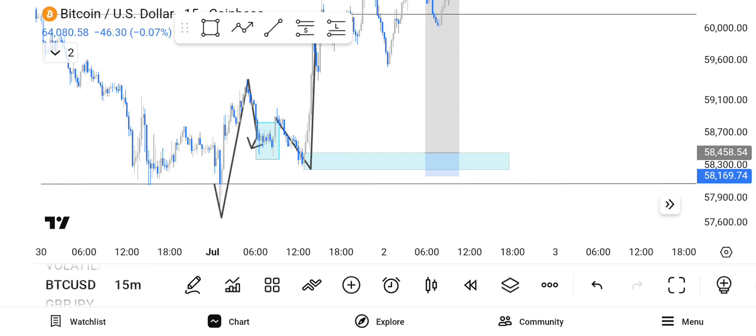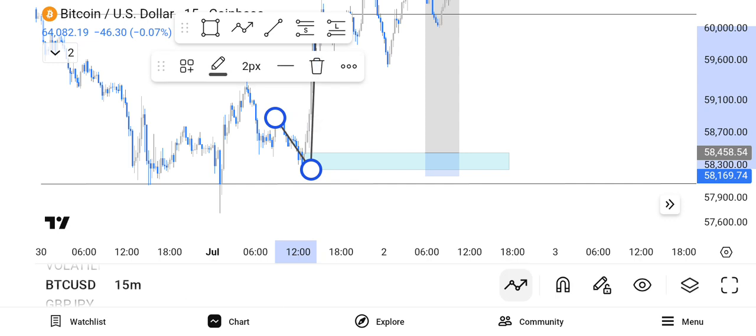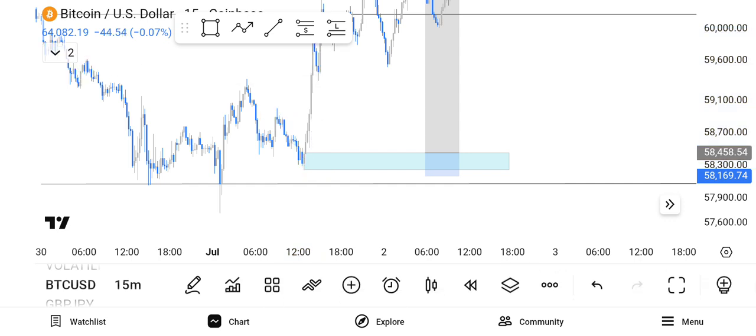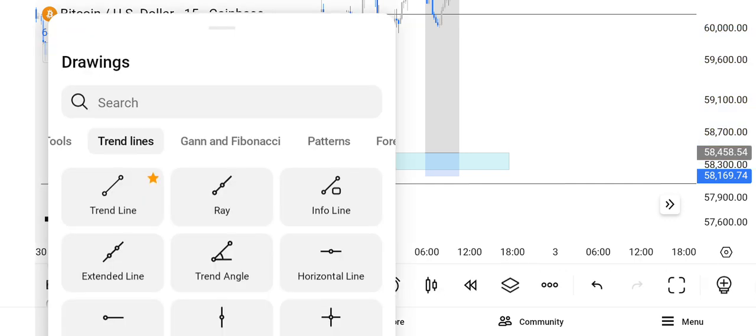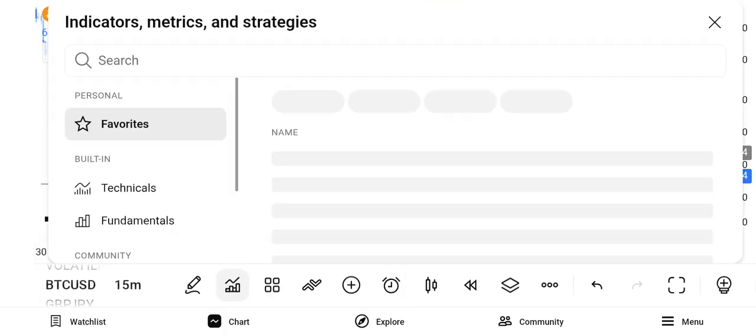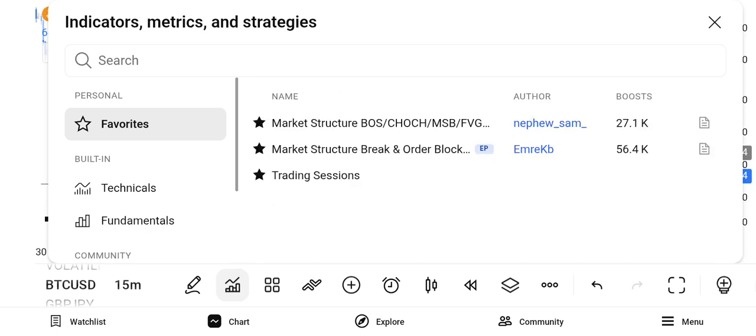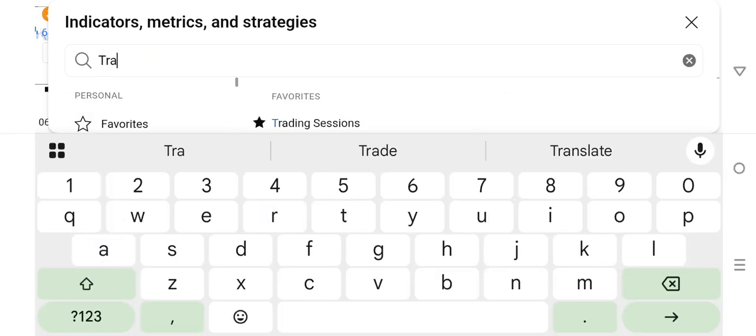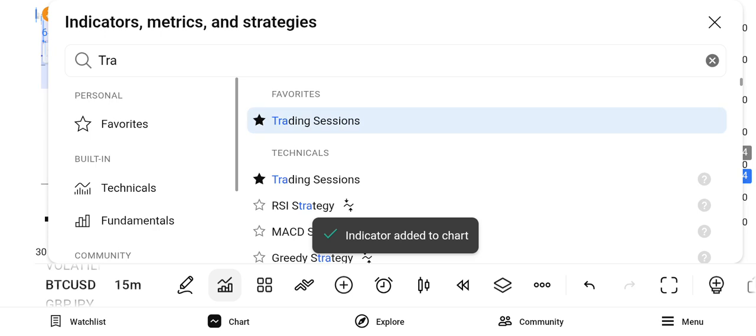So yeah, that's just the beauty of it. There's the daily liquidity. Then we have the session liquidity. Let me show you guys what I use for my session liquidity. I use my indicators because I don't really mark them. I just search trading sessions. It's easier this way. I already have one I'm using here, so add it to chart.